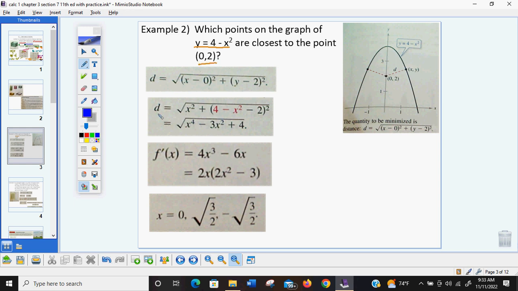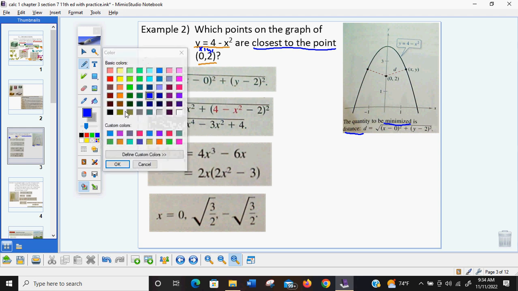Now we got to figure out what are we actually looking for. Closest to a point means we are minimizing distance. That's what we're looking for, minimal distance. So our primary equation is going to be the distance equation. Remember, distance is equal to the square root of x2 minus x1 squared plus y2 minus y1 squared. Now, they plugged this point in for your x1, y1, and they came up with a primary equation.